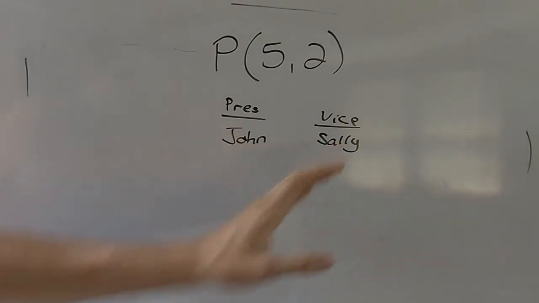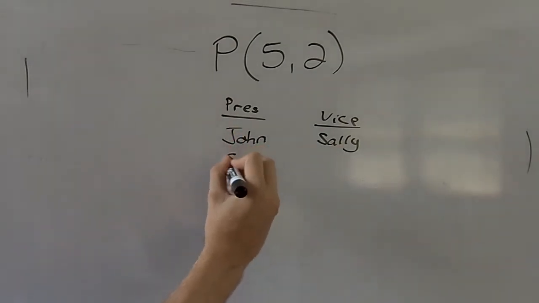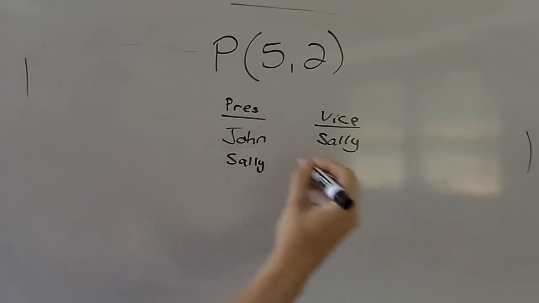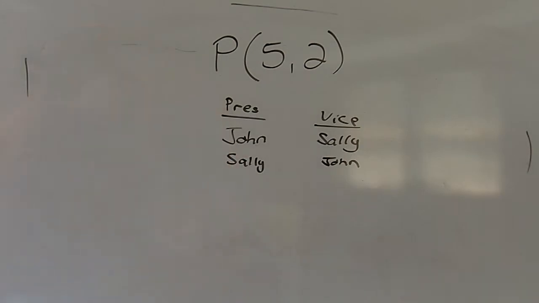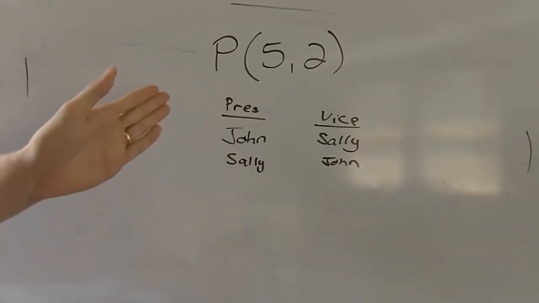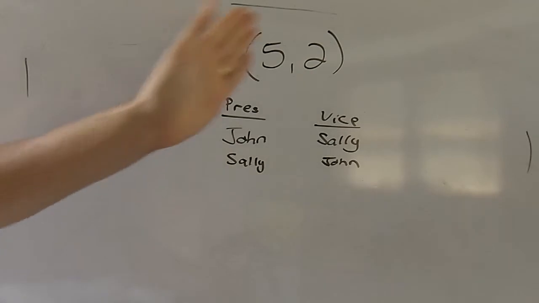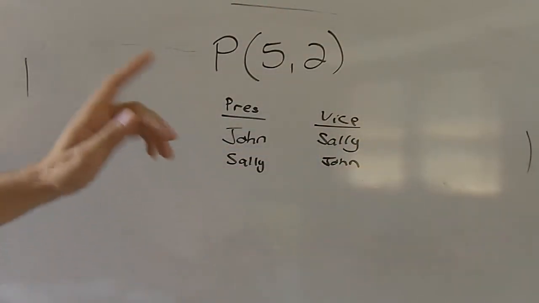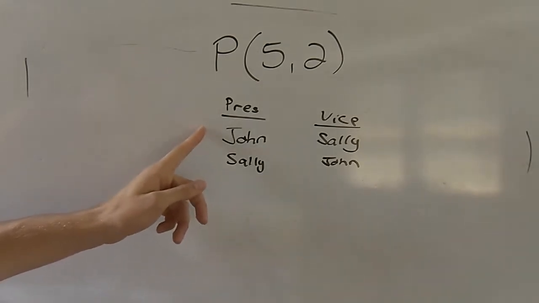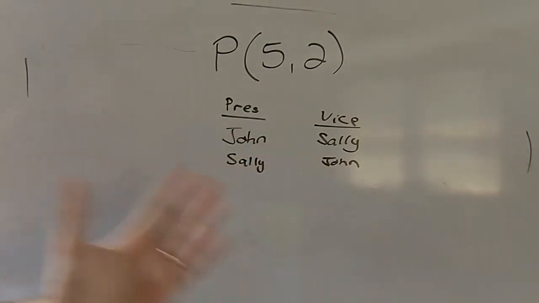If John gets president and Sally gets vice, that is not the same as Sally getting president and John getting vice. Those count as 2 different permutations because those are 2 different things. In one case, Sally's president. In the other case, she's something totally different. So order does matter. So whoever you choose for president is going to affect who you can choose for vice president, but more importantly, that person when he's president compared to when he's vice president, those are 2 different things.